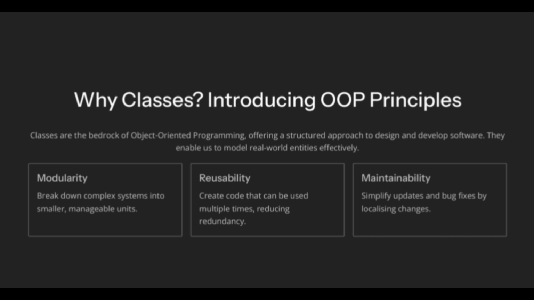Classes give structure to our programs by letting us model real-world entities. They bring three main advantages: modularity, breaking complex systems into smaller parts; reusability, writing code once and using it multiple times; and maintainability, making updates easier by localizing changes.